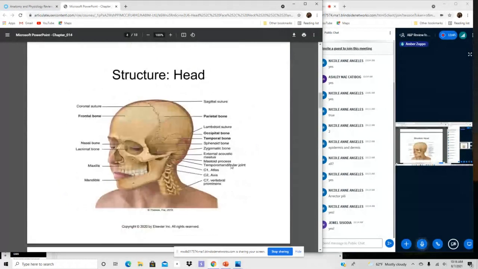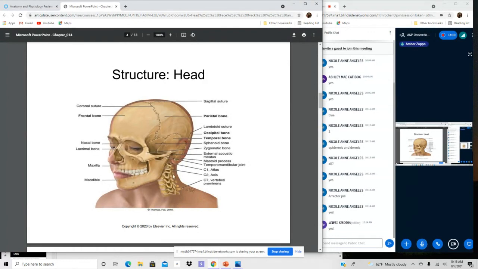Okay, so this picture is just showing the different bony structures of the head. The frontal bone lies in the front, parietal bone is on the side, occipital bone is in the back, and the temporal bone is a little bit more lateral. The maxilla is the top structure of the jaw, and then the mandible is the lower structure here.